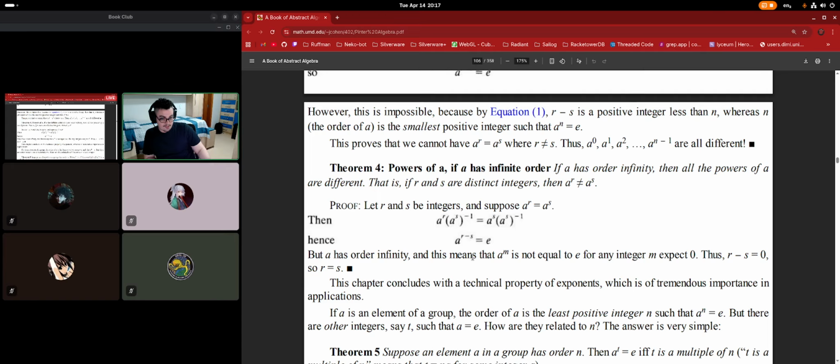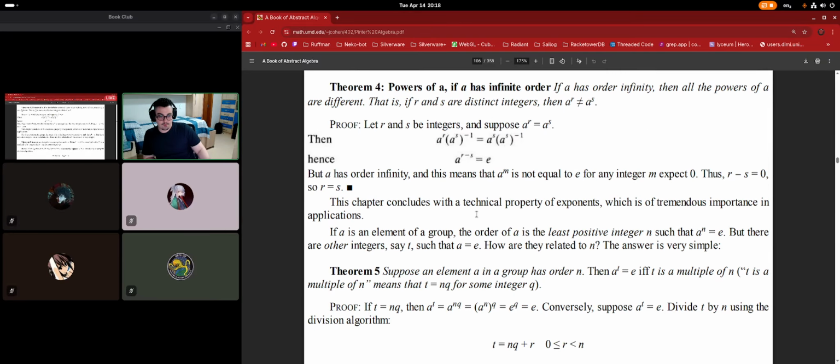Okay, so thus, right? We know that this must be 0. This subtraction here, r minus s, which means that they are the same. Which means that if this is true, this must be true, which means this as well.